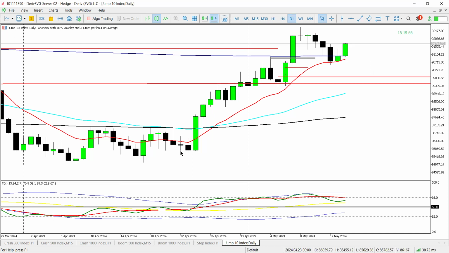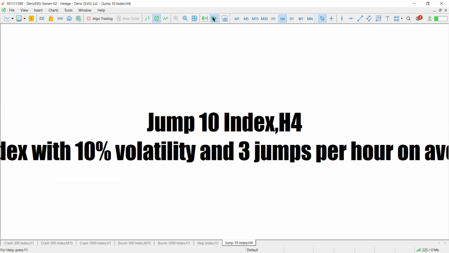That's what we are anticipating. A rejection of the 13 EMA will always result in a good buy setup. So this setup is already in motion. So that's a daily buying bias which we have.